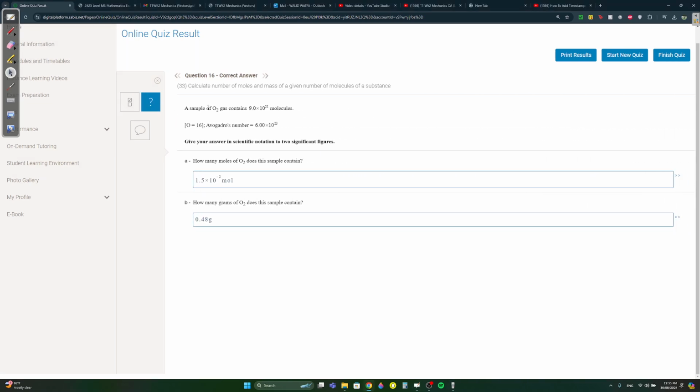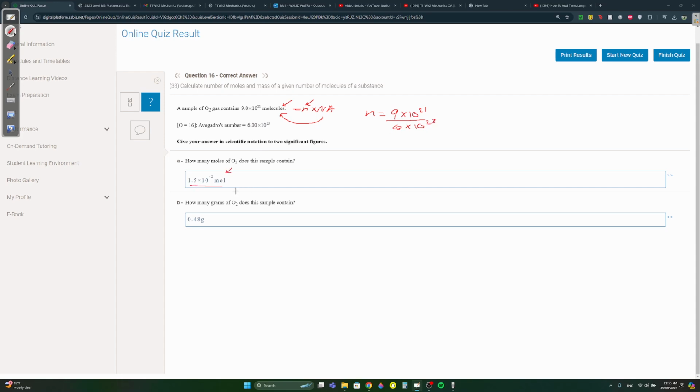Question 16. A sample of O2 contains 9 times 10 to the 21 molecules. How many moles does it contain? Okay, we know molecules is equal to n times NA. Can we find the moles? Of course we can. The moles will just be equal to the molecules divided by NA, right? So in this case, the molecules is 9 times 10 to the power of 21 divided by NA, which we know is 6 times 10 to the power of 23. And you're going to get 1.5 times 10 to the power of negative 2.